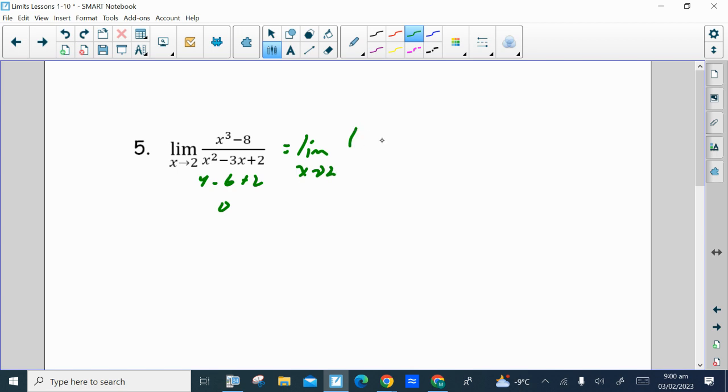So again, the top is a difference of cubes. Remember how we factored difference of cubes. The cube root of x cubed is x. The cube root of 8 is 2. To get the terms for the trinomial, you square the x, you multiply the 2 and the x together, and you square the 2. And then you have to remember the sign pattern for difference of cubes. It was minus, plus, plus.